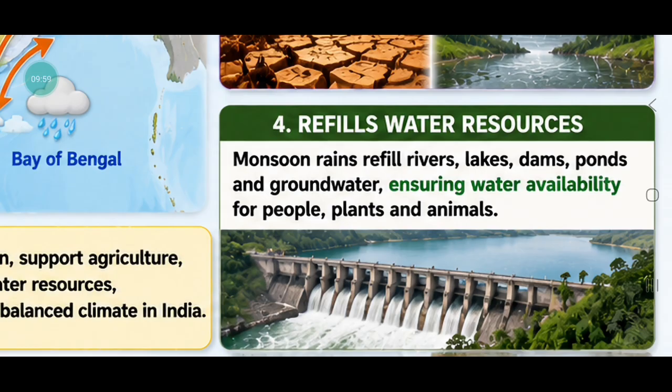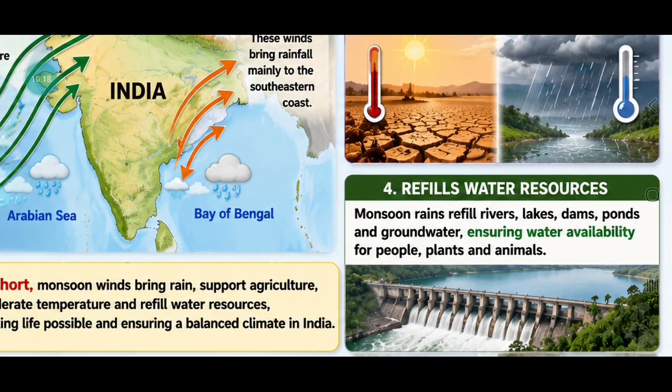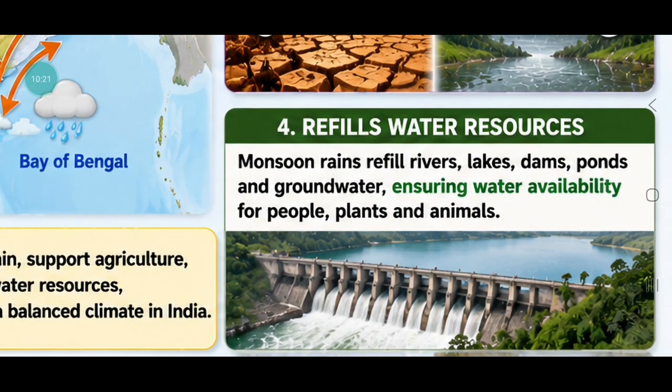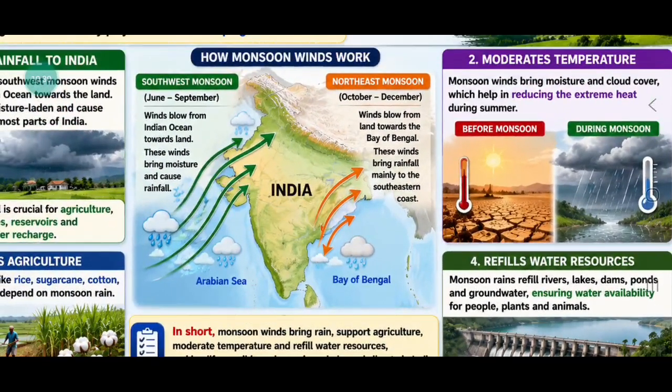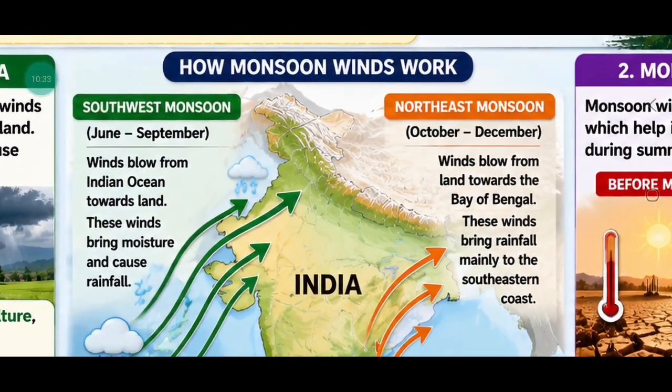Refills water resources. Monsoon rains refill rivers, lakes, dams, ponds, and groundwater, ensuring water availability for people, plants, and animals. The water bodies available here, such as lake, dam, pond, get water, and our underground water also gets recharged. So the Indian monsoon, here you can see, is from June to September.